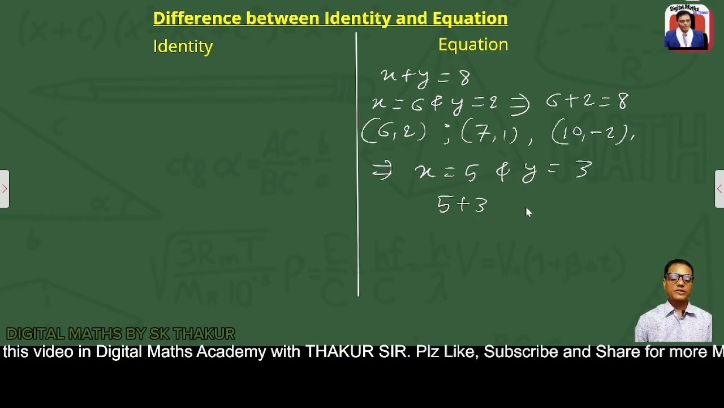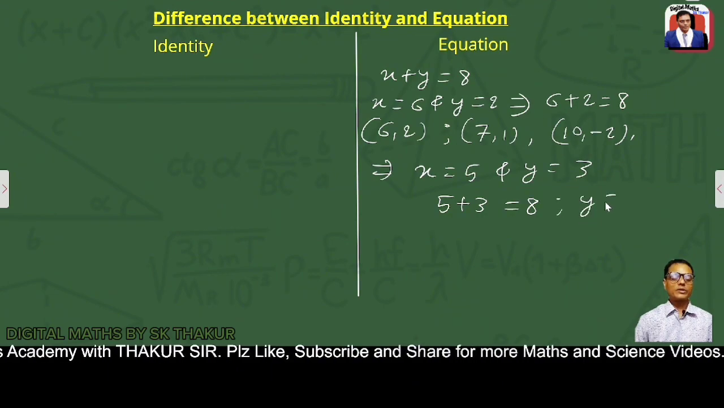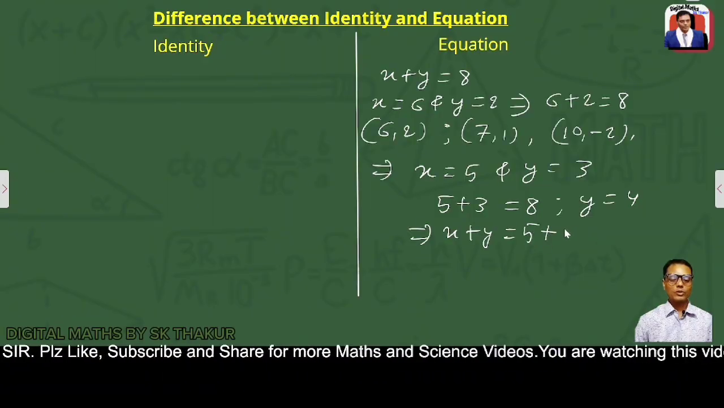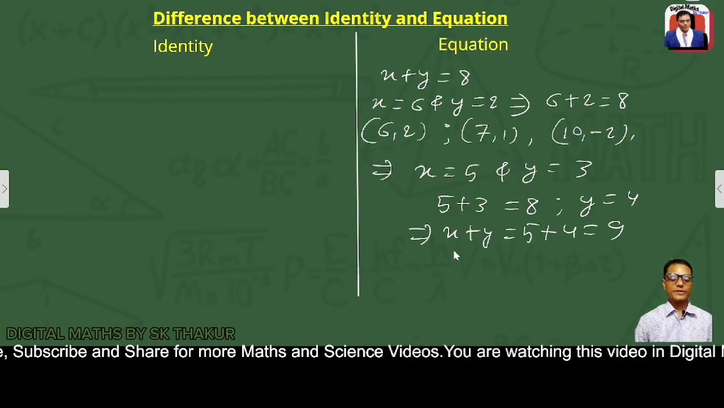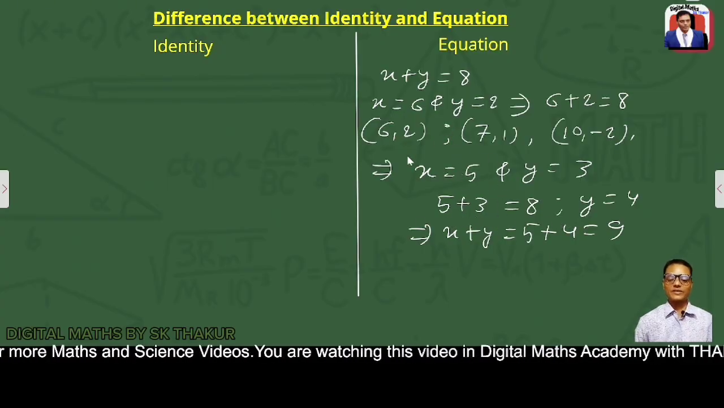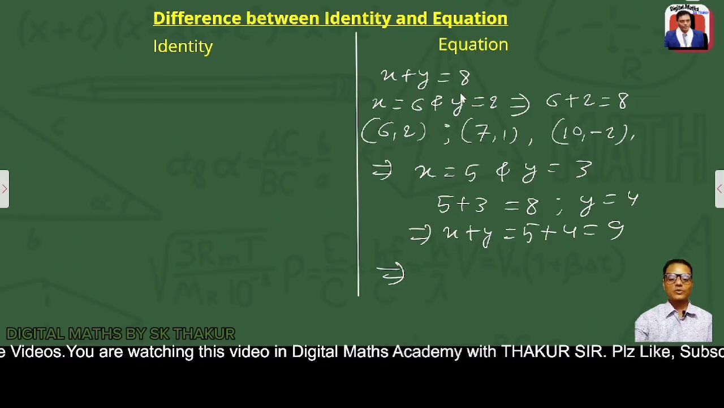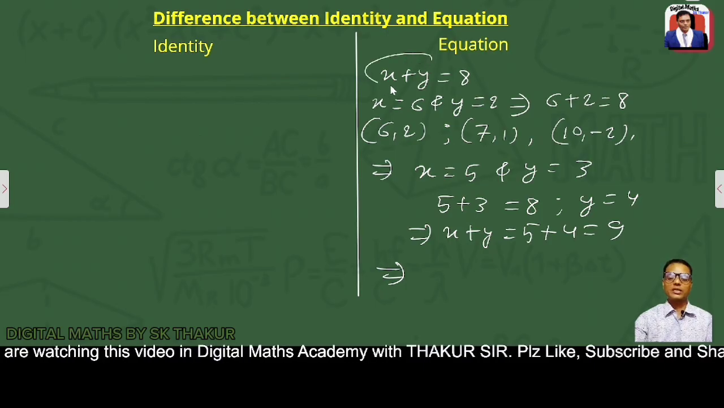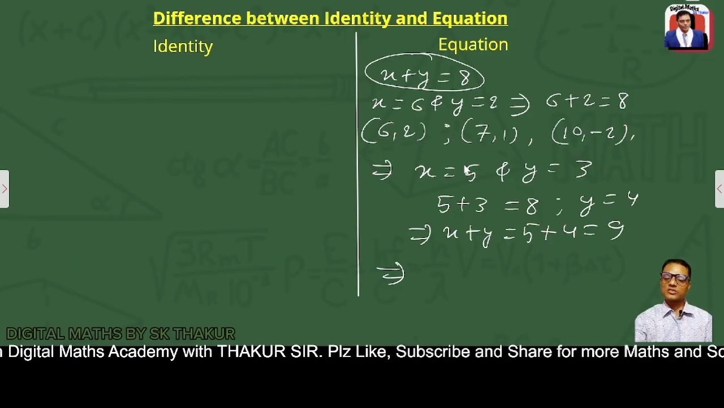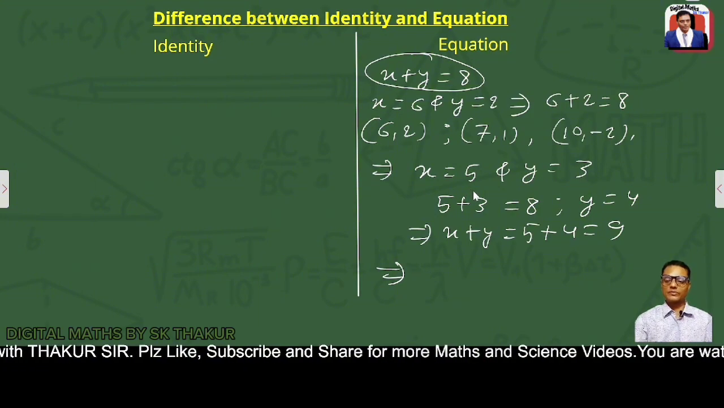So 5 plus 3 equals to 8. But when the value of y equals to 4, right, then x plus y equals to 5 plus 4, that gives us 9, right? So we can say 5 comma 3 satisfy the relation, but 5 comma 4 doesn't satisfy the relation. So there are so many values of x and y that cannot satisfy the relation x plus y equals to 8, isn't it? So we can say x plus y equals to 8 is a relation which is true for certain values of x and y, isn't it? It is not true for all the values of x and y.